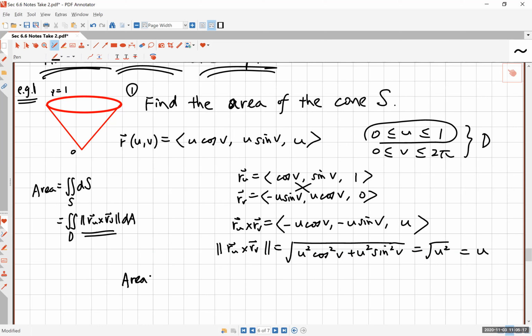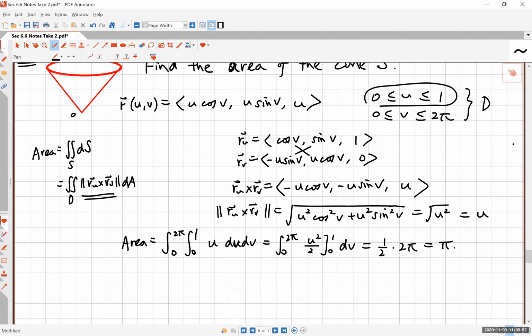Now the area is easy. Area is the double integral, and then you can go from 0 to 2 pi, and then 0 to 1. And then we just found out the magnitude of the cross product is u, and then you have du dv. All right, and so this will be from 0 to 2 pi, and then you have u squared over 2 going from 0 to 1. All right, so that is 1/2 times 2 pi, and the answer is just pi, and that is the area of this cone. Okay, so that's not too bad.